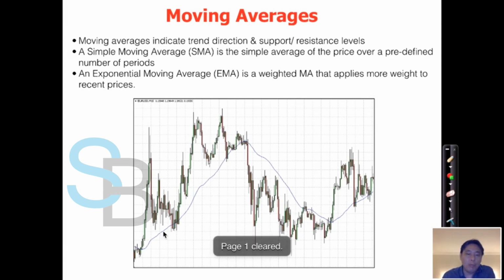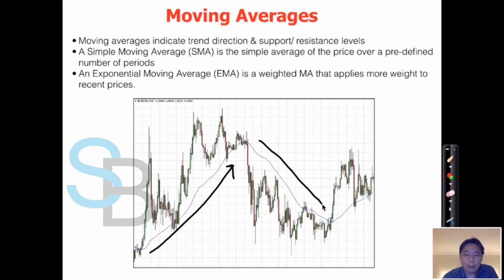Why? Because these moving averages, like this blue line, indicate to us the trend direction, and they indicate to us support and resistance levels. I'm going to teach you this in a short while, but just to preempt you: when the moving average is sloping up, it's an uptrend. So this is an uptrend. And when the moving average is sloping down, it's a downtrend. Sloping up, uptrend. That's pretty simple.